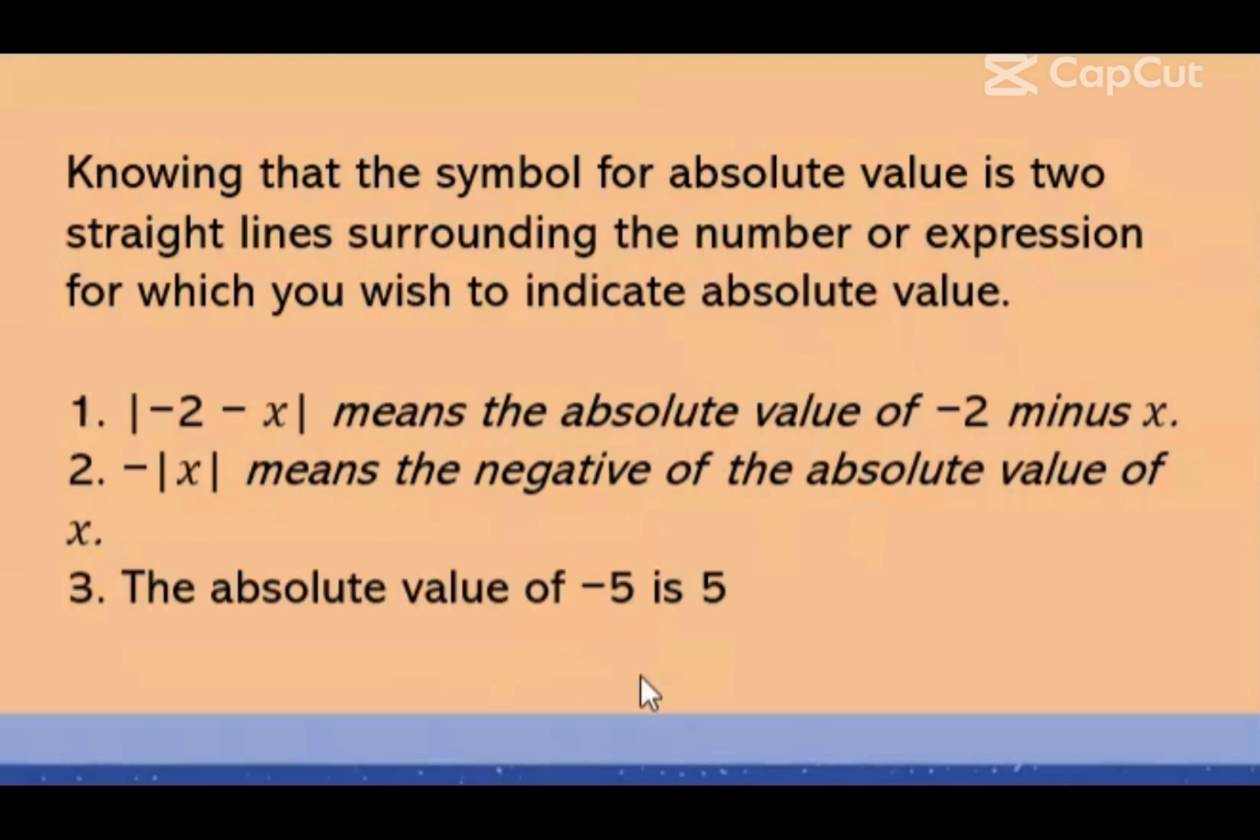So the absolute value of -5 is 5. Tama po. Okay? So kapag yung absolute value natin, nasa labas yung negative, ano yung magiging sagot natin dito? Okay, that's right, -5 kasi hindi naman natin i-absolute value yung negative. Yun yung sinasabi ni number 2 dito.